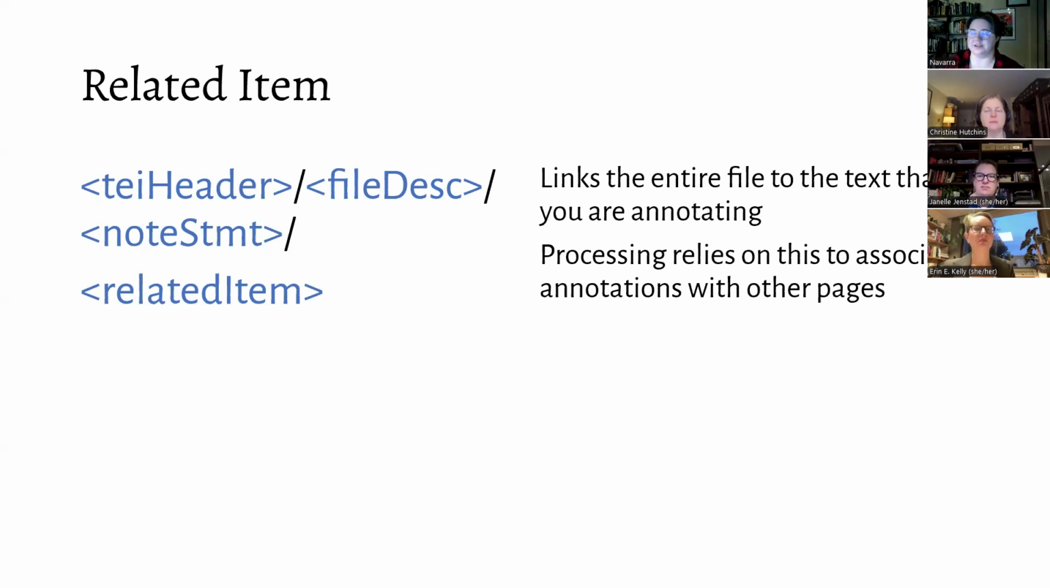So if we look at those each a little bit more in depth, we've got first our related item. Again, it's going to be inside your TEI header, which will have a child file desc, which will have a child note statement, and then our related item. This is linking your entire file to the text that you're annotating, which is typically going to be your modernized text. Our processing needs this to associate those two files.